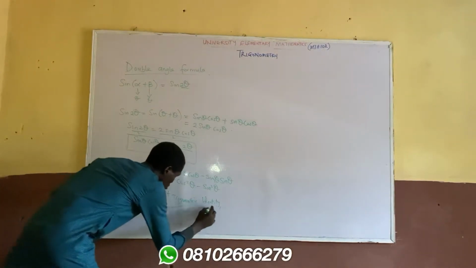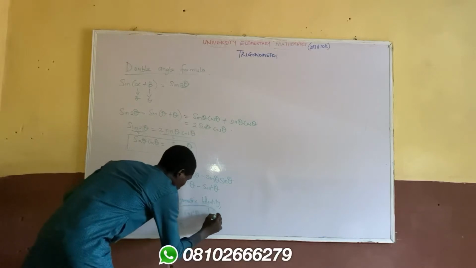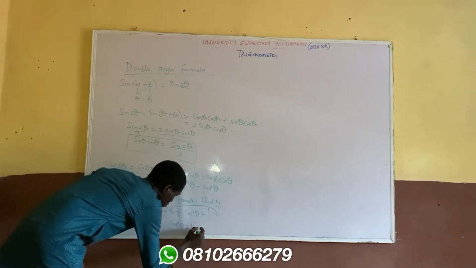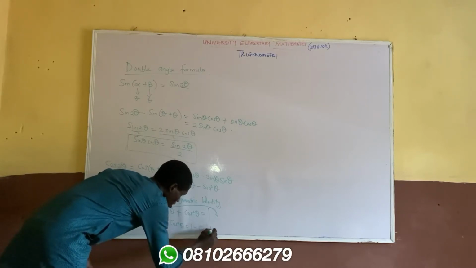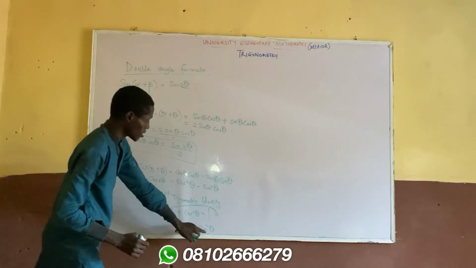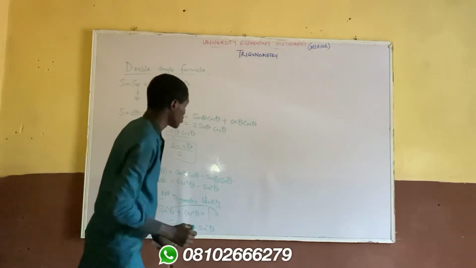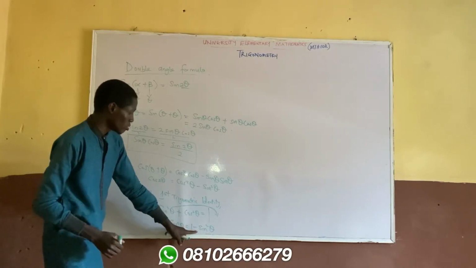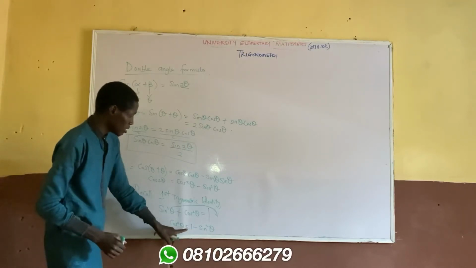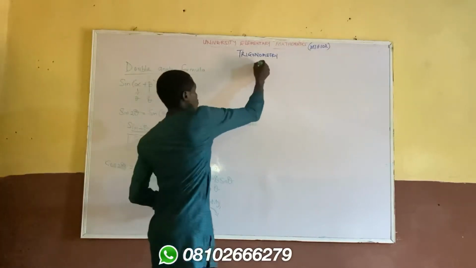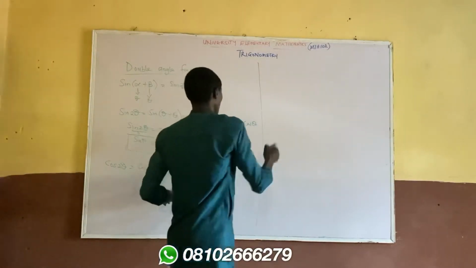We take this one to the other side. So we have cos squared theta equal to 1 minus what? Sine squared theta. So cos squared theta equals 1 minus sine squared theta. Now, whenever we see cos squared theta, we are going to replace it with 1 minus sine squared theta. So this expression becomes this expression.